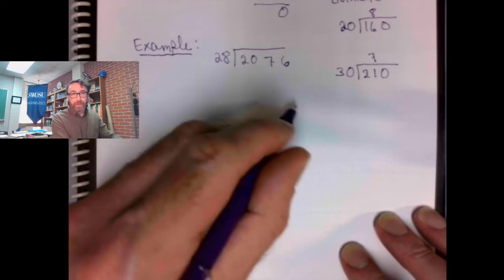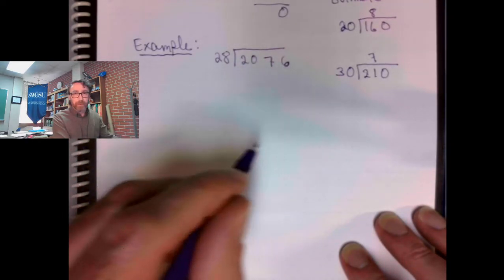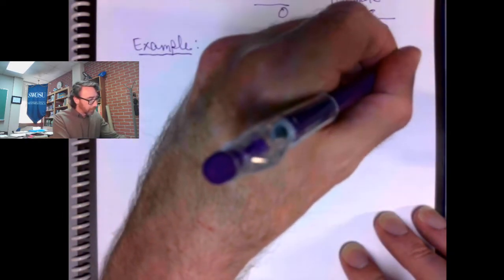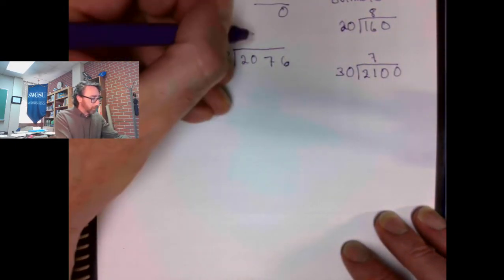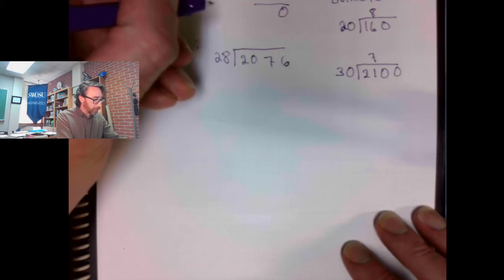Let's not make it just a 3-digit. Let's make it a 4. Let me put an extra 6 there. Okay. So same idea though. We're estimating that it's a 7.